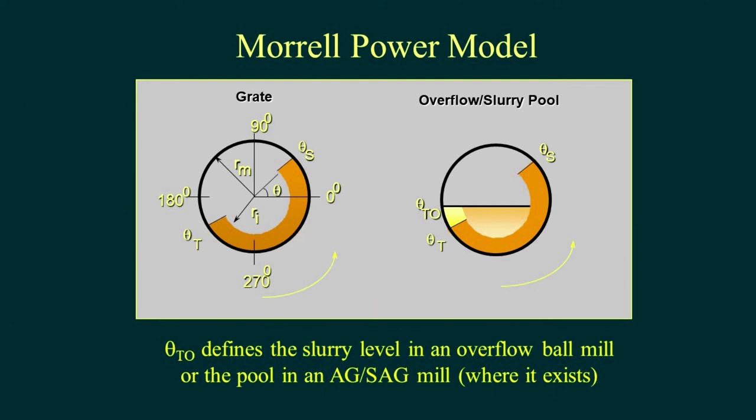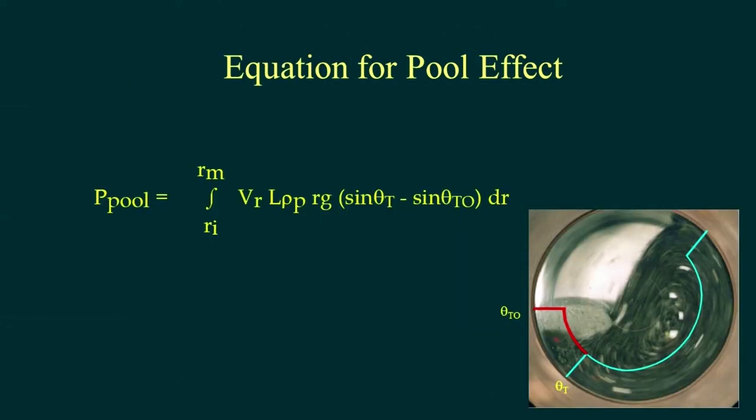If we have an AG or a SAG mill where there's something wrong at the end of the mill and it can't get the slurry out and it builds up a slurry pool, or we have a ball mill which is operating in overflow mode, then that bit needs to be taken into consideration when we look at power draw. And we can describe the power draw of that in exactly the same way as we looked at for the power draw of the rock part. And that is the formula, it's another integration of the slurry pool. And it has a negative value.